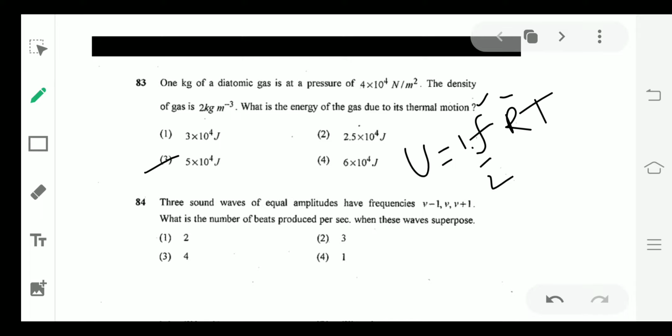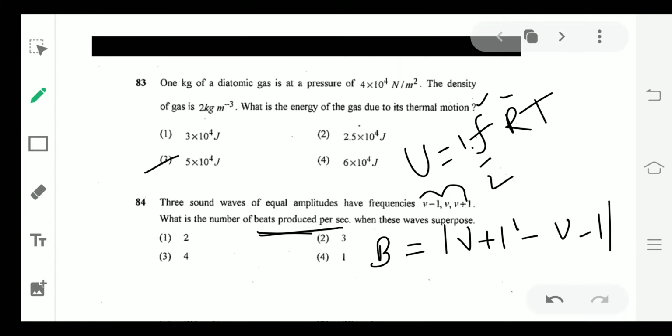Next question is, 3 sound waves of equal amplitude have frequencies nu minus 1, nu, nu plus 1. What is the number of beats produced per second? When these are superimposed, the number of beats produced per second is the beat frequency, and the formula for the beat frequency is the difference between the two frequencies. Here we have to calculate the beat frequency between these three frequencies. So we will take the maximum frequency nu plus 1 and subtract the minimum frequency nu minus 1 simply.